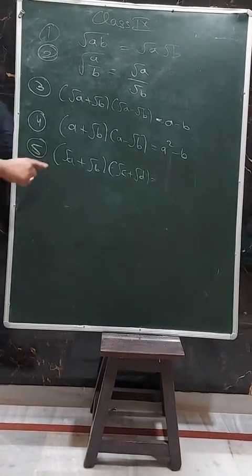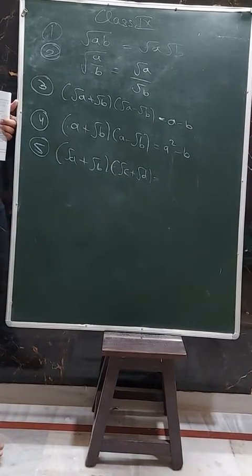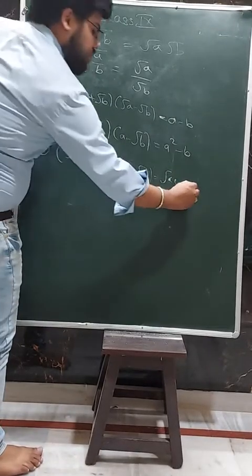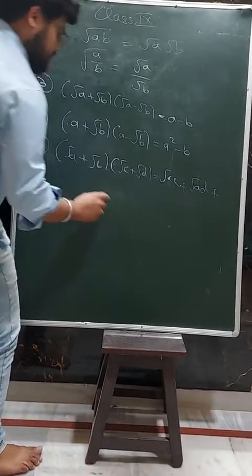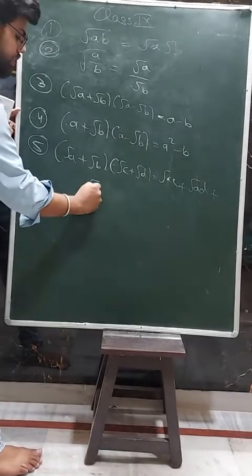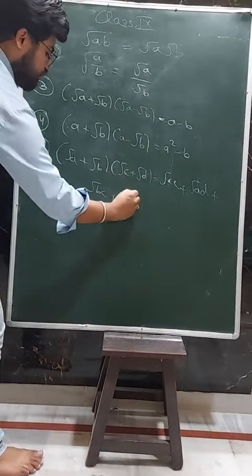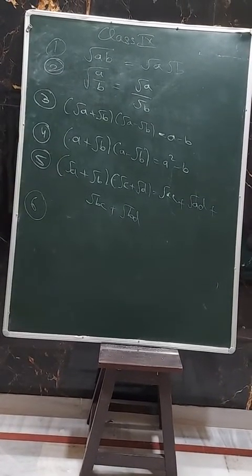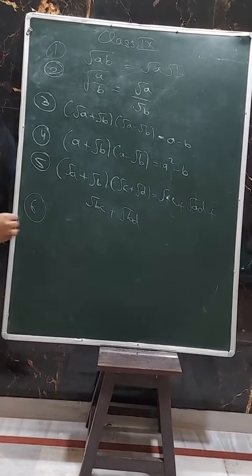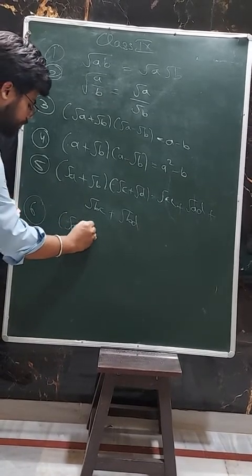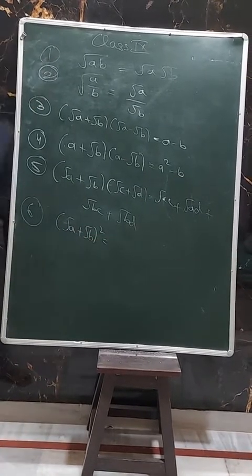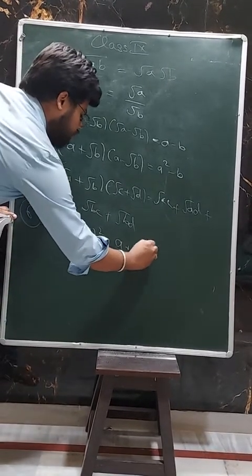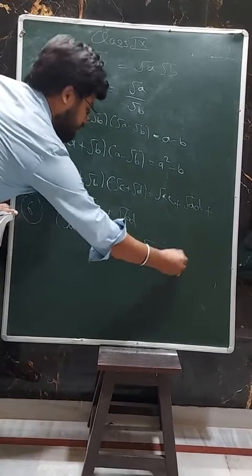Now look at this: this one multiplied to this one, it is what? Root AC. This one multiplied to this one, root AD. This one multiplied to this, root BC, and this one multiplied to this one, root BD. Then the sixth one, the last one, root A plus root B whole square. Now this is simply equal to A plus 2 root AB plus B.